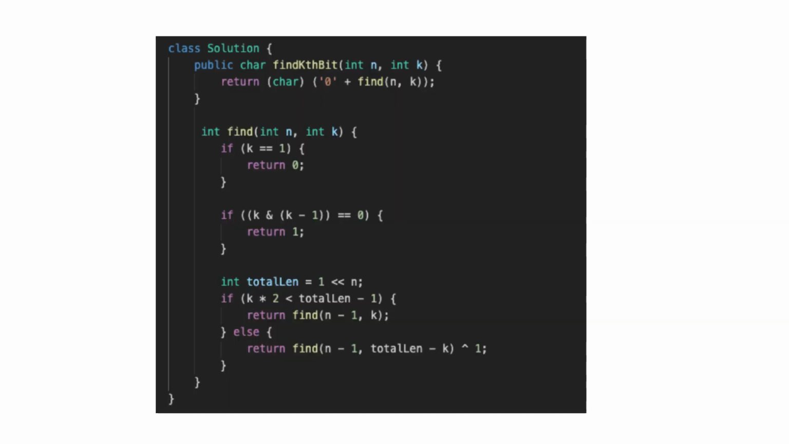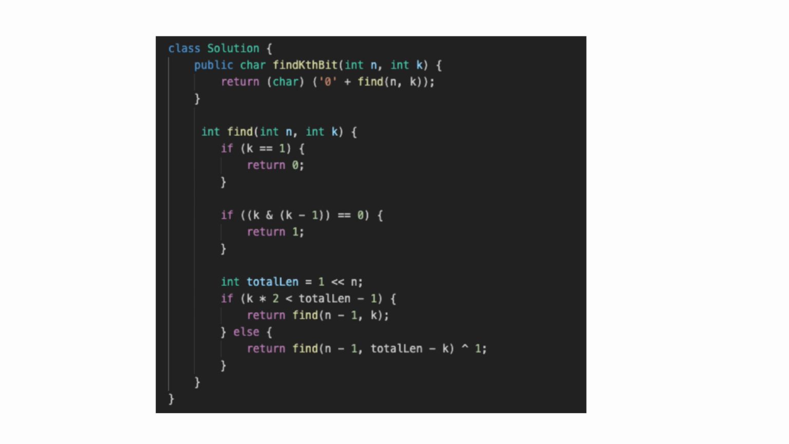Now let's look at the solution. We create a helper recursive function called find. Base case. If k equals 1, return 0. Next important condition. If k is a power of 2, that means it is exactly the middle element at some level. In that case we return 1. We calculate total length as 1 shifted left by n, which gives us 2 power n.